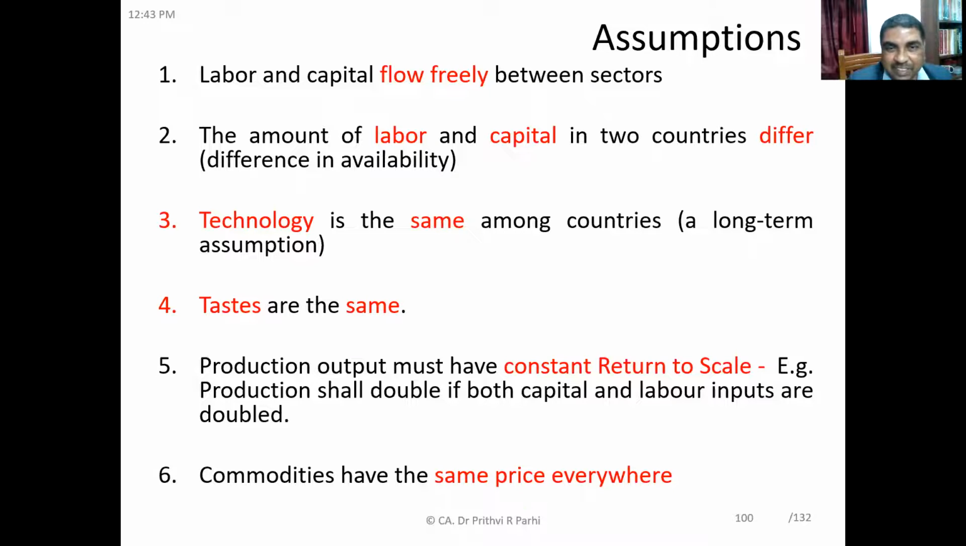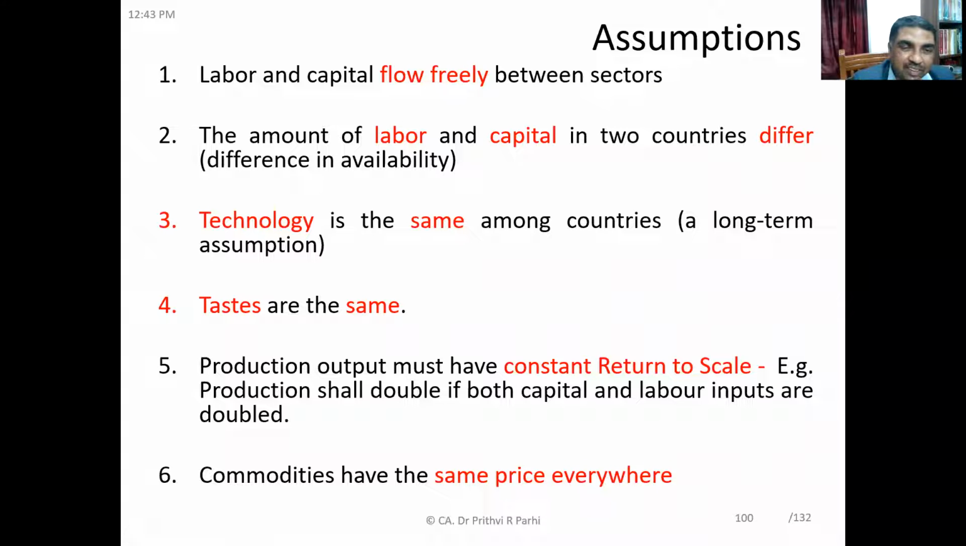Third assumption is that technology is the same among the countries. In the long term, there should not be substantial changes between the technologies used in different countries. Let us say we are producing tea in a particular manner. In the long run, the same technology should be used every time. Only then can you conclude that the factor which is abundantly available can be used for the production of something by applying a particular technology.